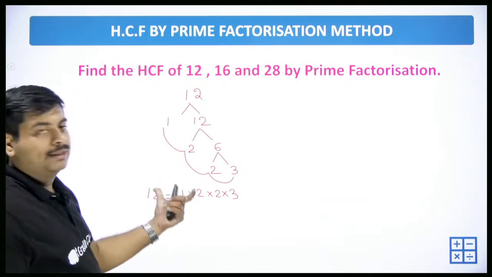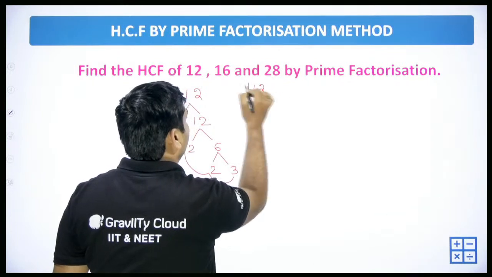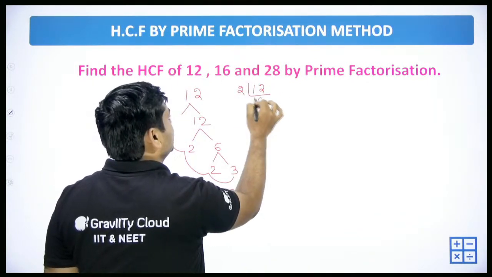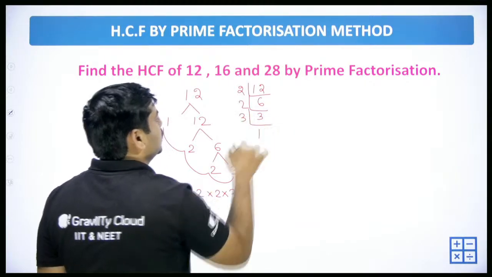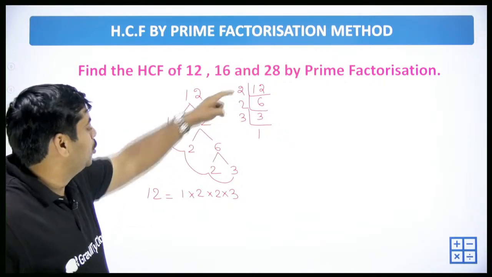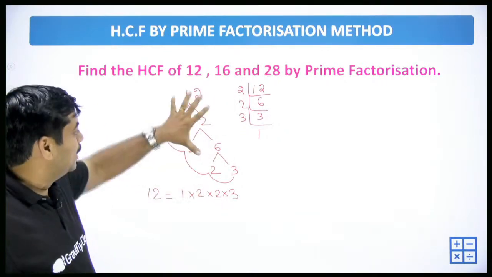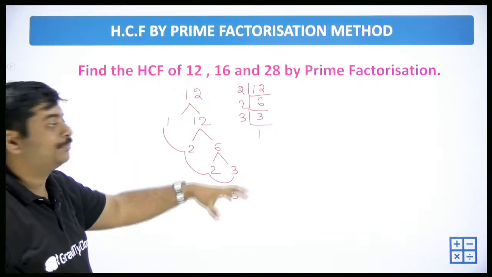You can go with this method, or you can simply divide this 12 by all the prime numbers: 2 sixes, 2 threes, and 3 ones. So here also you get 1 into 3 into 2 into 2, the same factors. This is called a factor tree. We are trying to bring out the factors.